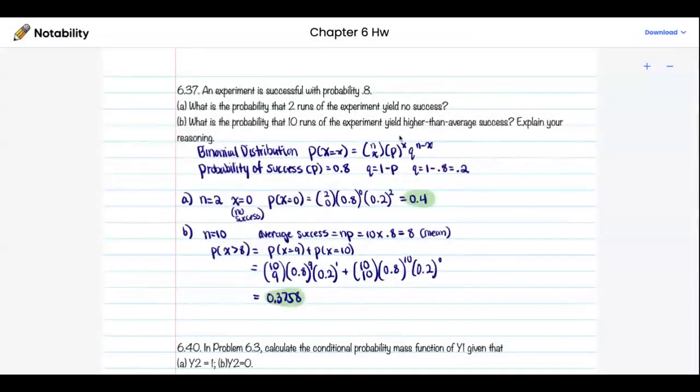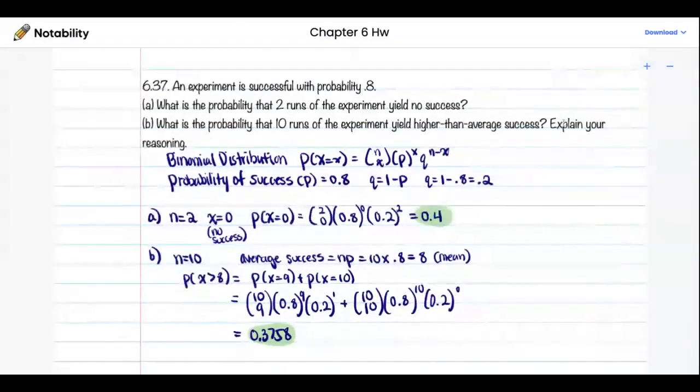Hi, Professor. Hello, Catherine. Okay, so I'm presenting 6.37. An experiment is successful with probability 0.8. A, what is the probability that 2 runs of the experiment yield no success? And B, what is the probability that 10 runs of the experiment yield higher than average success?